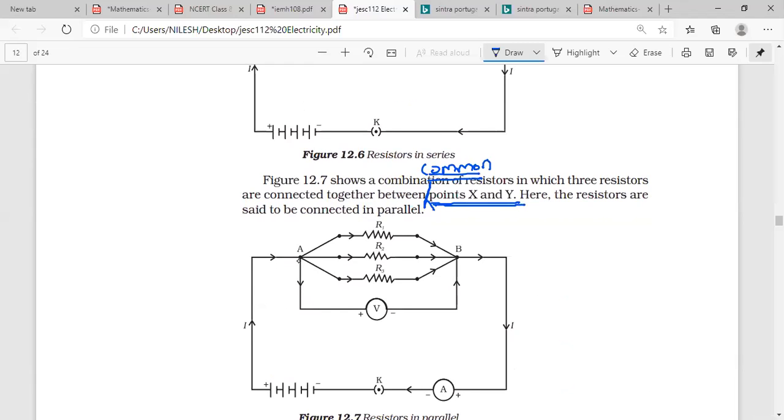Where are X and Y? It is actually A and B. Common points X and Y, na? A and B. So point A is the starting point of R1, also the starting point of R2, also the starting point of R3. So R1, R2, R3 are parallel across A, and all three have the same ending point B. So when I say parallel, I will say across. Parallel means across, and series means end to end.